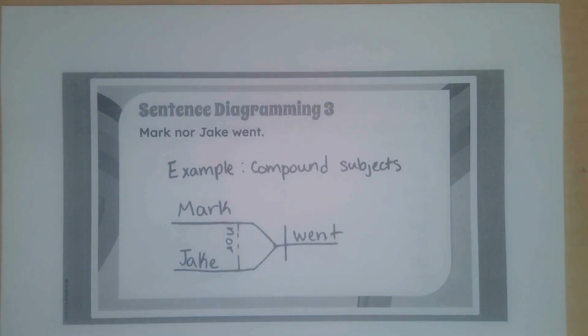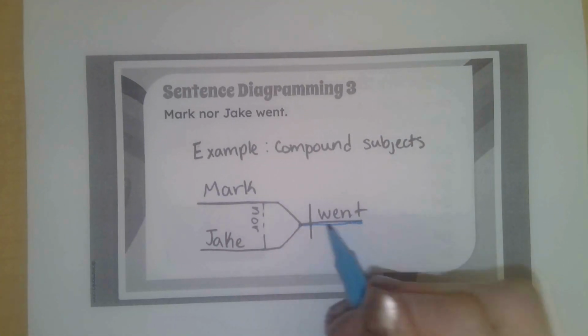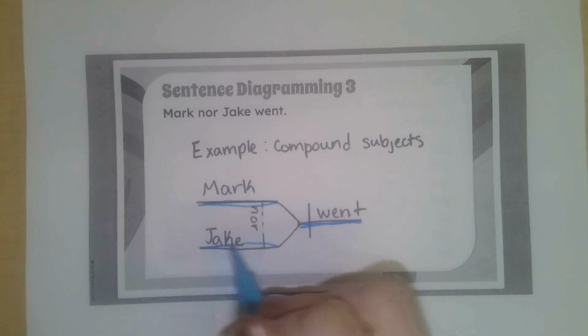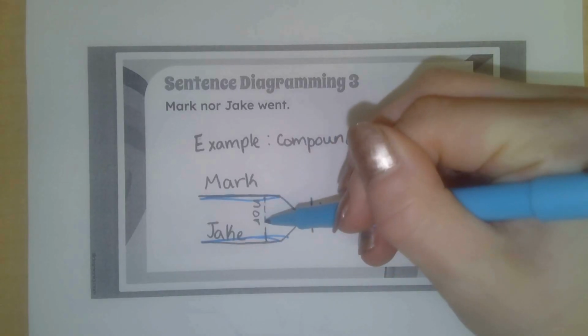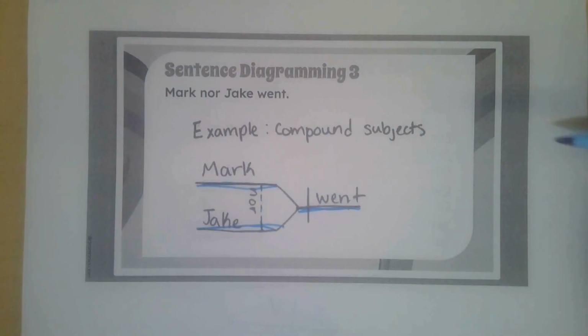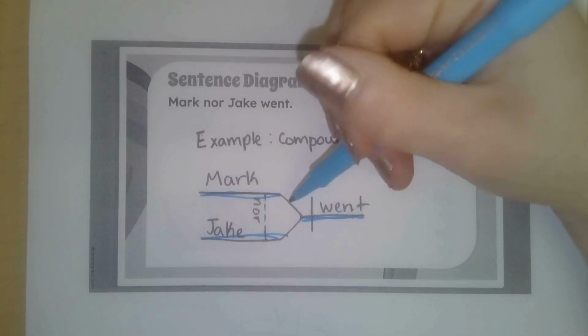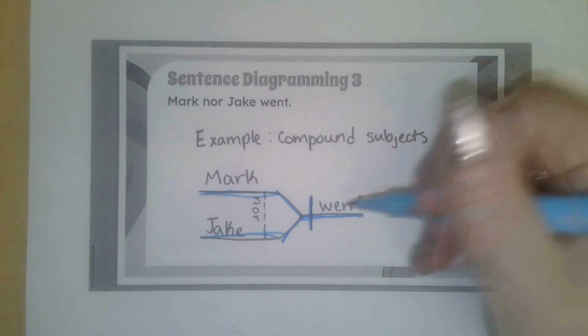If we're going to look at an example of this, we have the sentence, Mark nor Jake went. We have our horizontal line here, and we're going to split it in half for Mark and Jake. And then we need our dotted line with nor, our conjunction. Remember, it's for, and, nor, but, or, yet, so. That's our FANBOYS. Then we put the lines together. We draw our vertical line, and we have our verb.